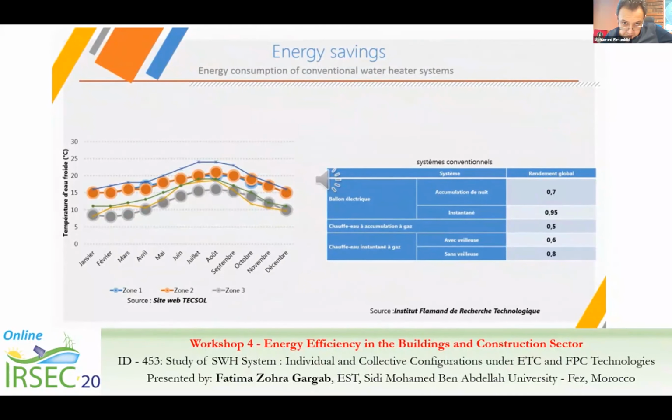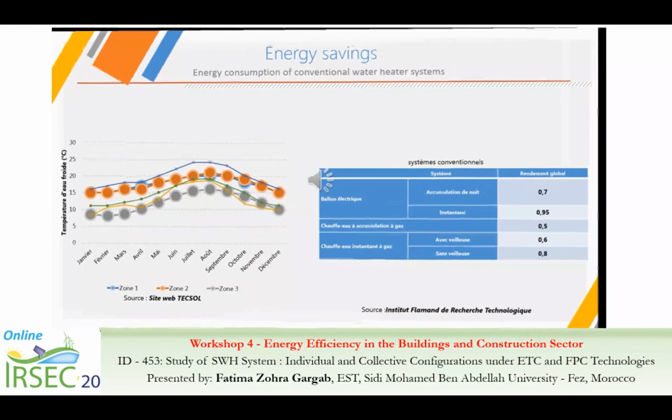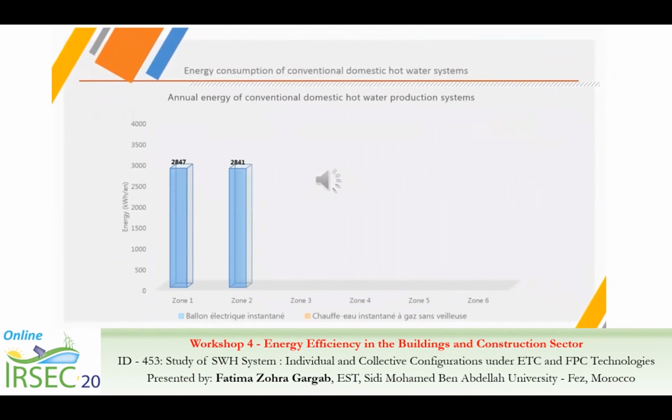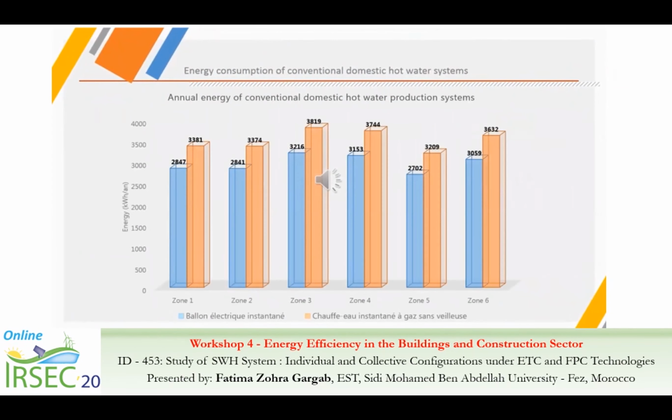The energy savings calculation requires different hypotheses showed here. So here we have the calculation of conventional system annual energy. So from the graphic, we can note the influence of the system efficiencies and also the influence of the cold water temperatures on the energy demand.